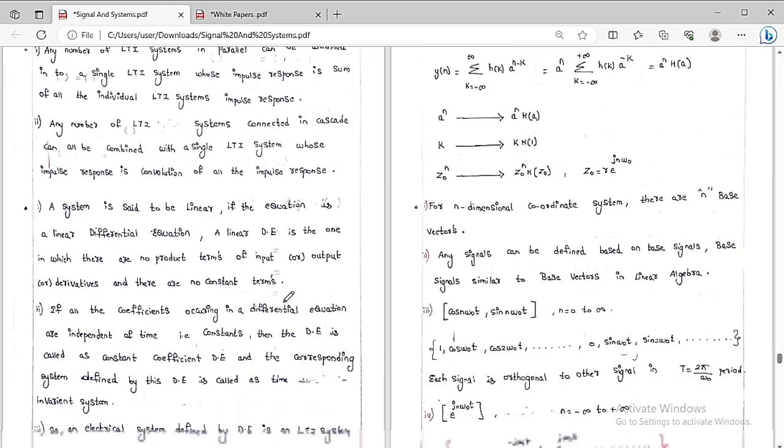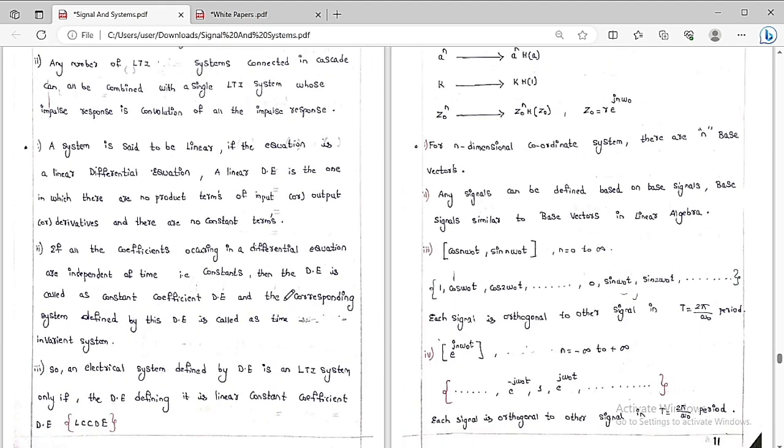Now the next point is, a system is said to be linear if the equation is a linear differential equation. A linear differential equation is one in which there are no product terms of input or output or derivatives, and there are no constant terms.